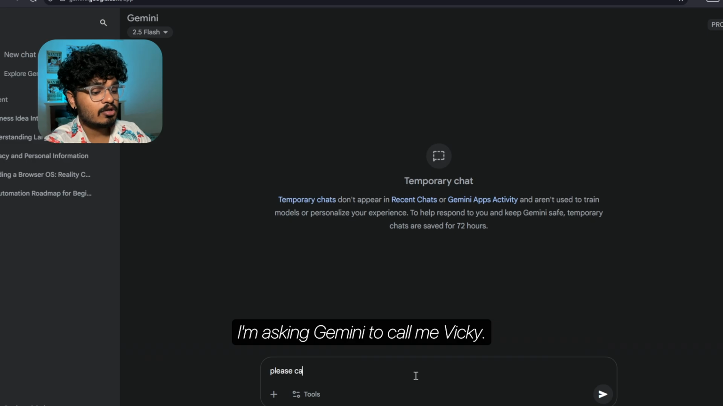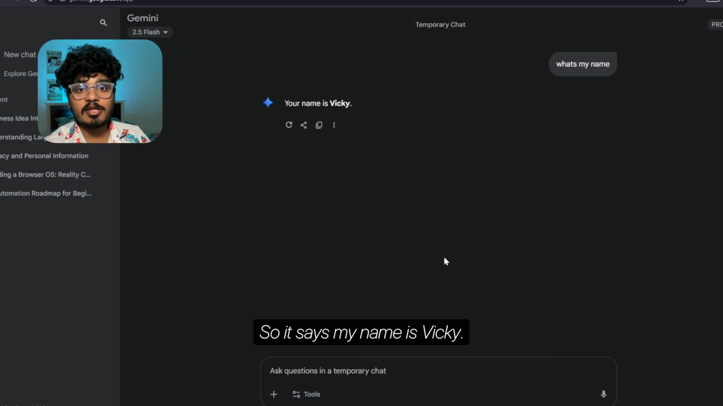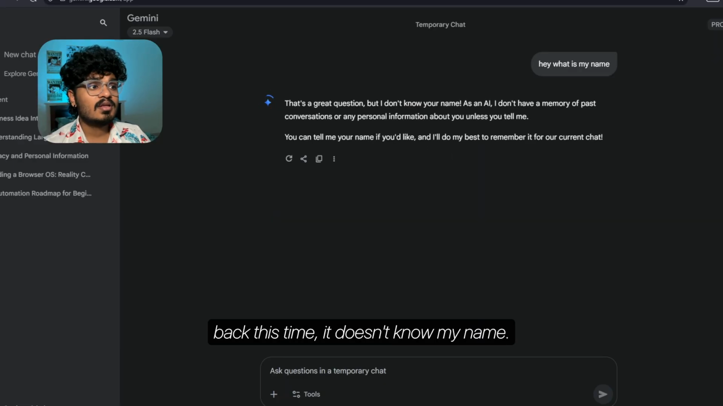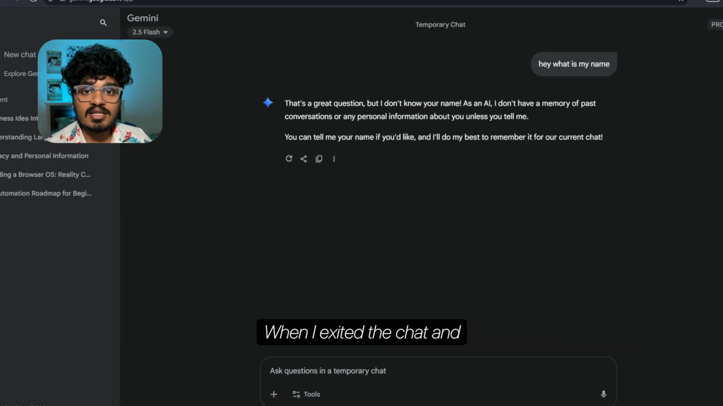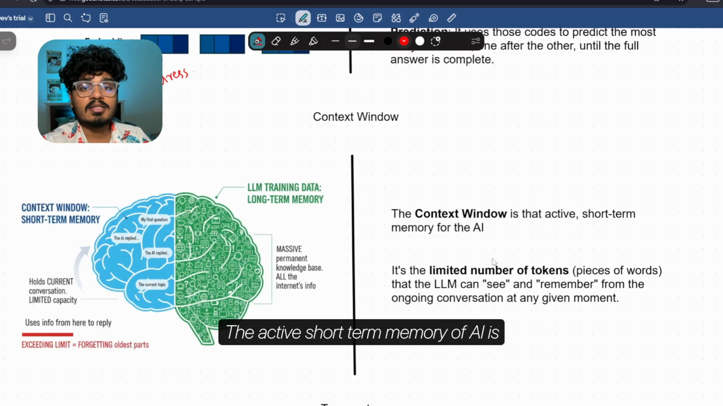I'm asking Gemini to call me Vicky. So it just called me Vicky. Now I'll ask it what my name is. So it says my name is Vicky. Pretty straightforward. But now when I delete this chat and come back, this time it doesn't know my name. When I exited the chat and started a new chat, it forgot. The active short-term memory of AI is called the context window.